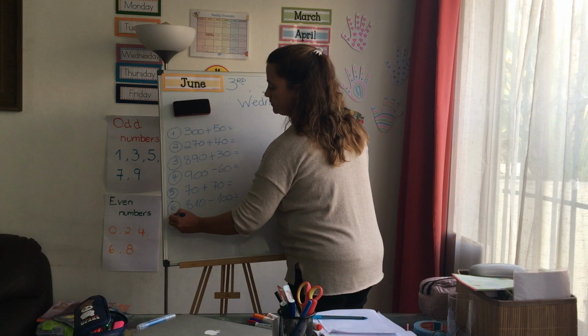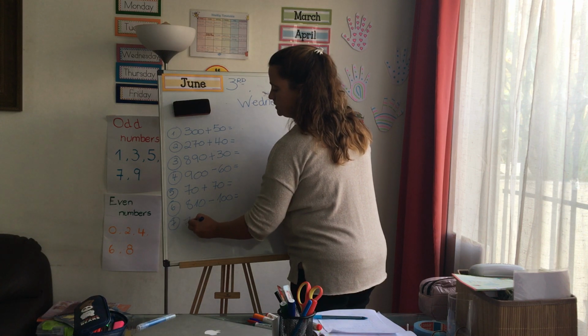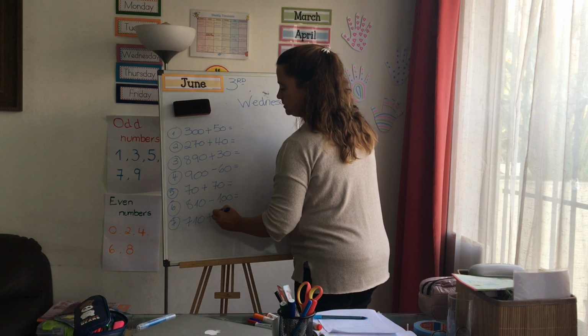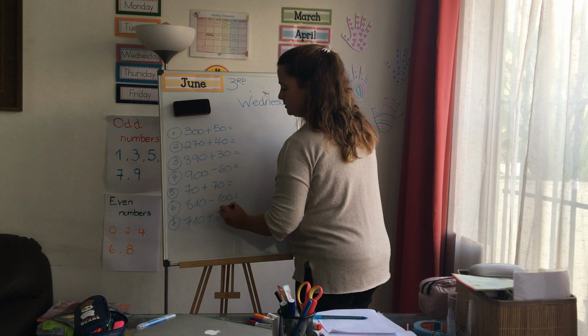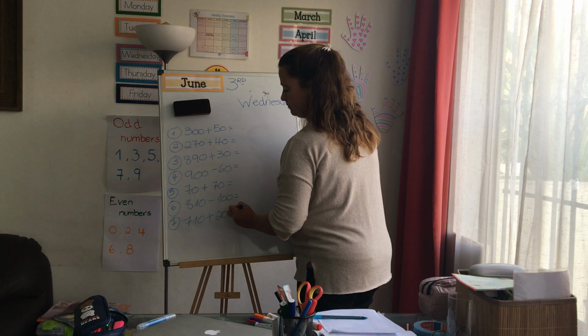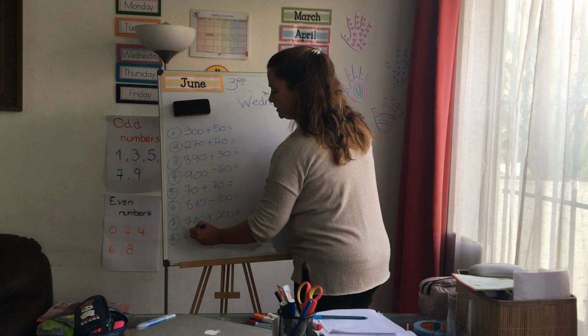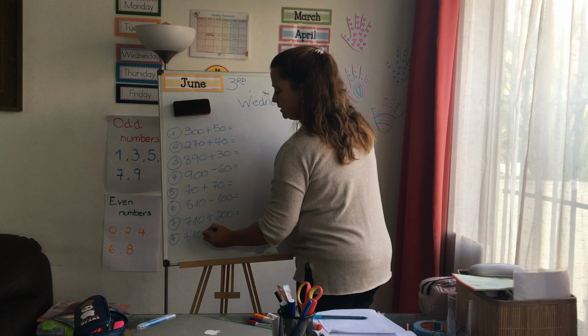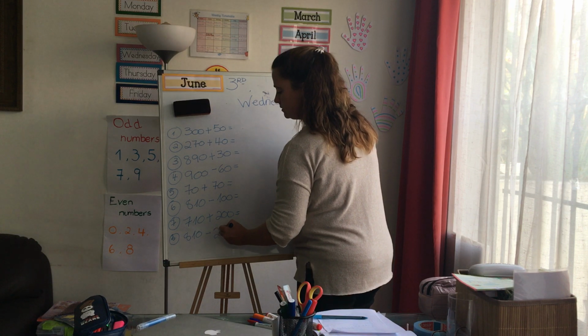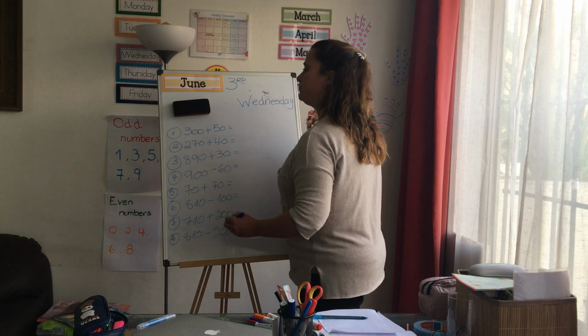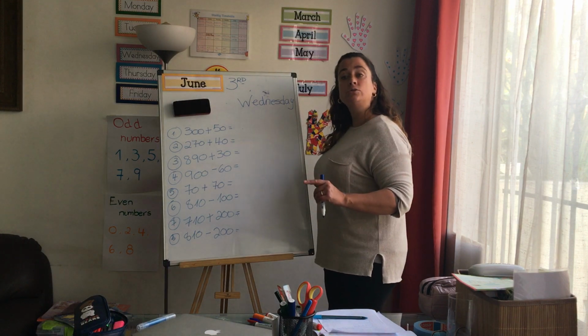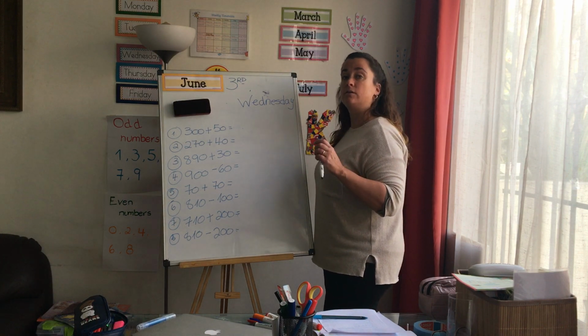7, 710 plus 200. Wrong symbol. Number 8, 810 minus 200. We're only going to do 8 today, okay?